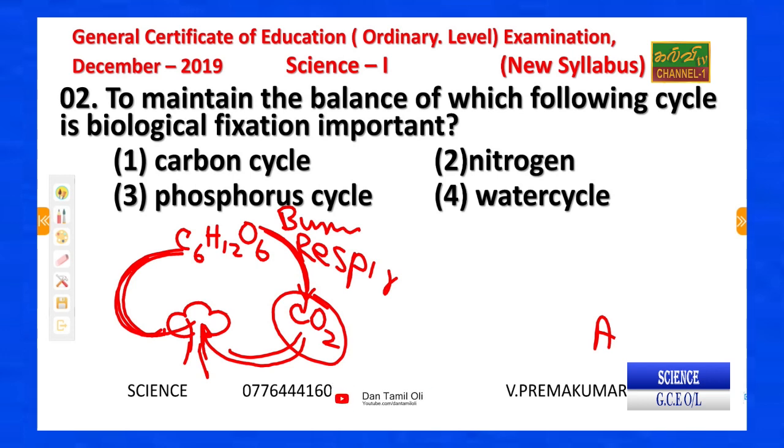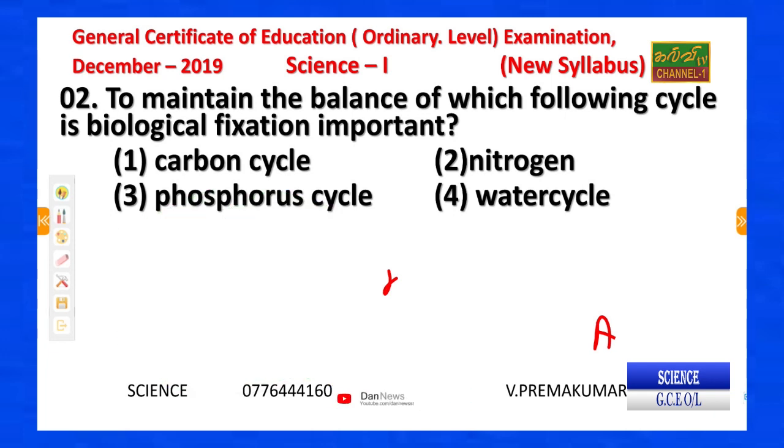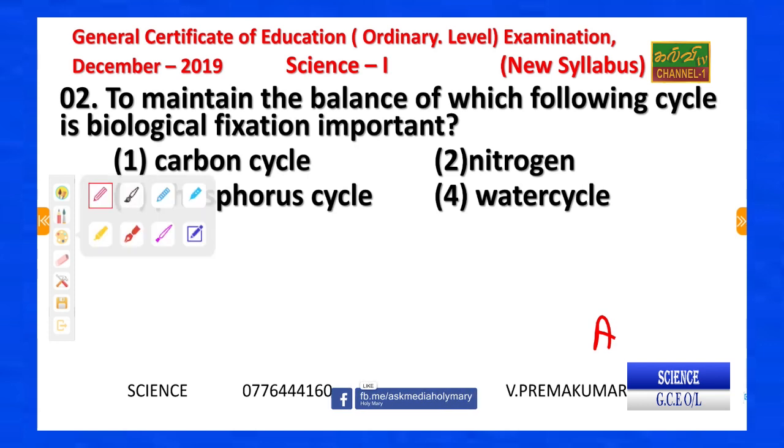So the CO2 can come out when fuel burns too. I don't want to explain the full note of the carbon cycle, but you should know what happens there normally. Then the phosphorus cycle, that is not a cycle normally, but where is phosphorus available mostly?